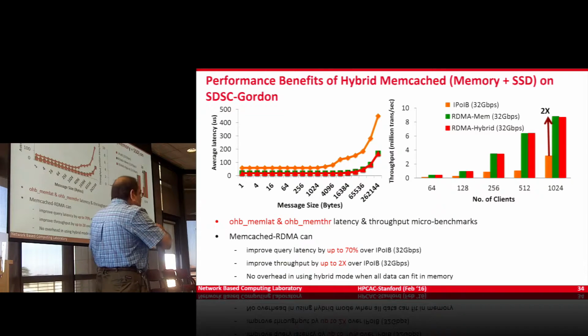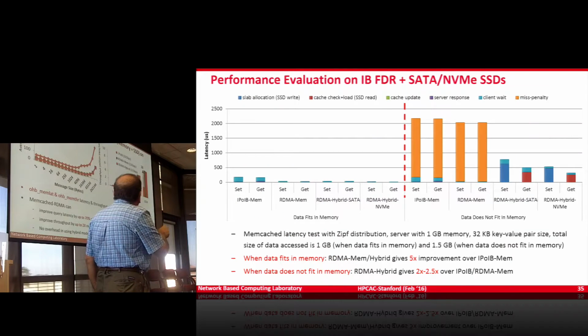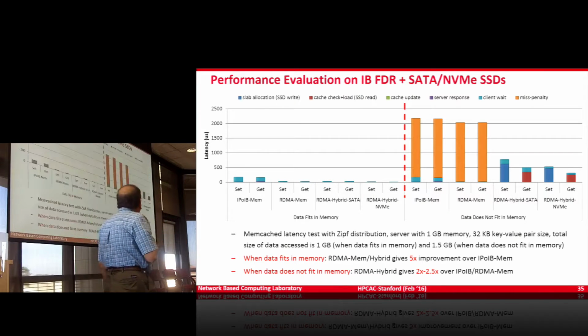This one is pure memory only, where we are aggregating the memory, whereas the hybrid also combines SSDs. The first thing we proved is that irrespective of memory or hybrid, we are not hurting anything. When we go into the hybrid, we are not putting any additional penalty. But at the same time, compared to IP over IP, you can see that we can push the throughput again by a factor of 2.